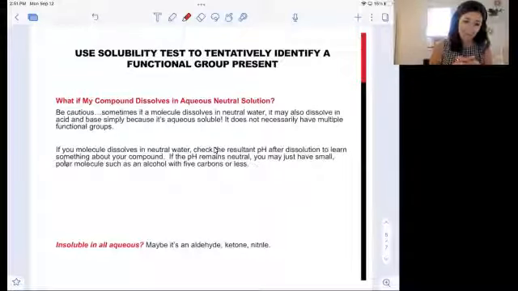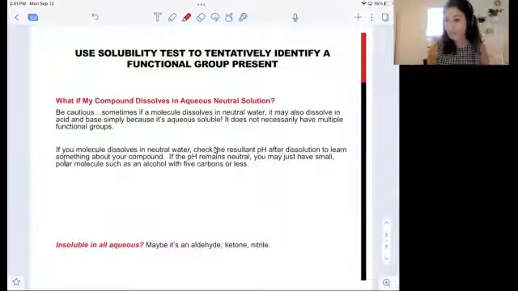Lastly, if you prove to be insoluble in all of the aqueous solutions, it's most likely that you only have neutral functional groups, such as alcohols, aldehydes and ketones, or nitriles. And this is where infrared spectroscopy will actually allow you much better to focus in on one class of functional groups.